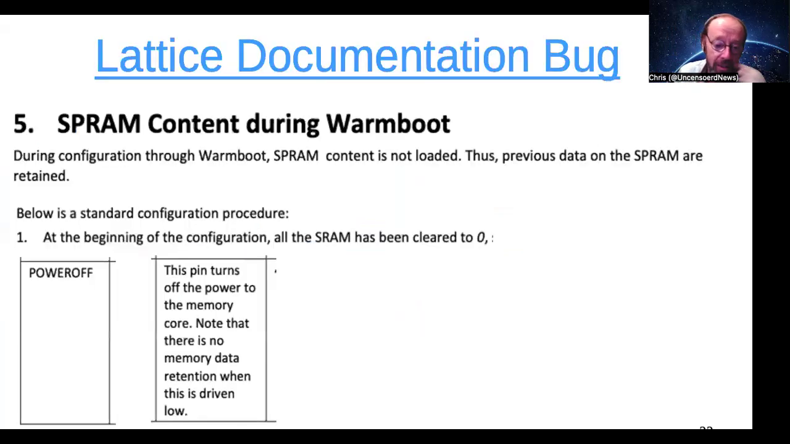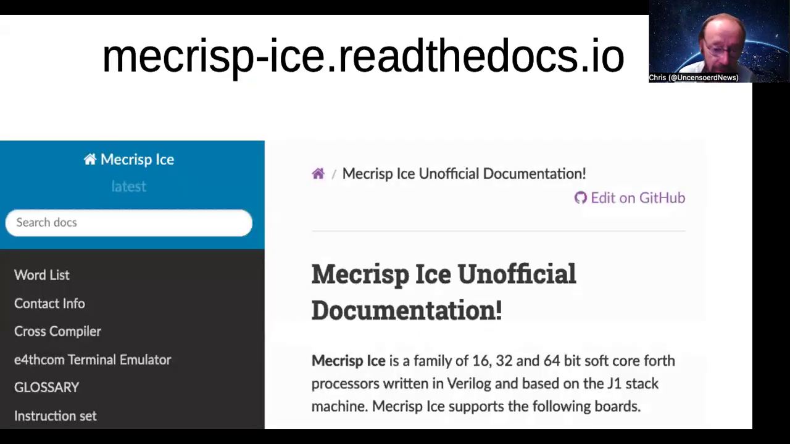And so I was able to dig into the documentation. It says that it works, but actually, if you read the standard configuration, at the beginning of the configuration all the SRAM has been cleared to 0, and on power off, this pin turns off the power to the memory core. Note that there's no memory data retention when this is driven low. So even the documentation is inconsistent. So this all got reported. Unfortunately, I don't think they've done anything to change it, but I did create a video about this.